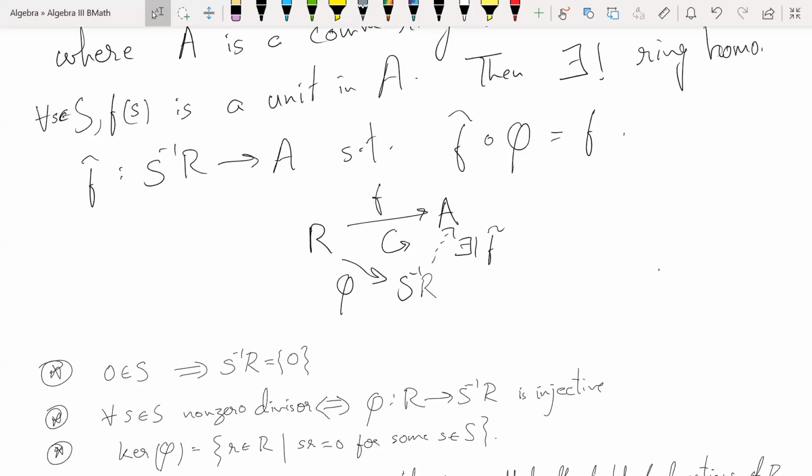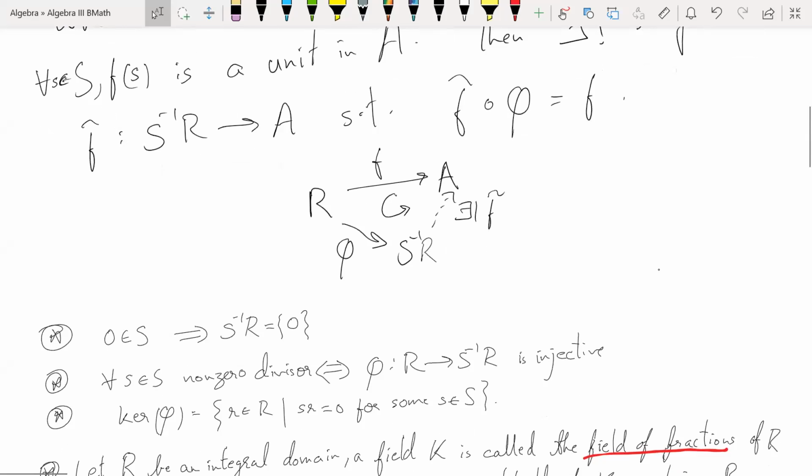So if S consists of only non-zero divisors, then you can in fact think of S inverse R as a bigger ring containing R, in some natural sense. So this map, remember, is the natural map, R going to R over 1. So you can think of R as a subring of S inverse R if S consists of only non-zero divisors.